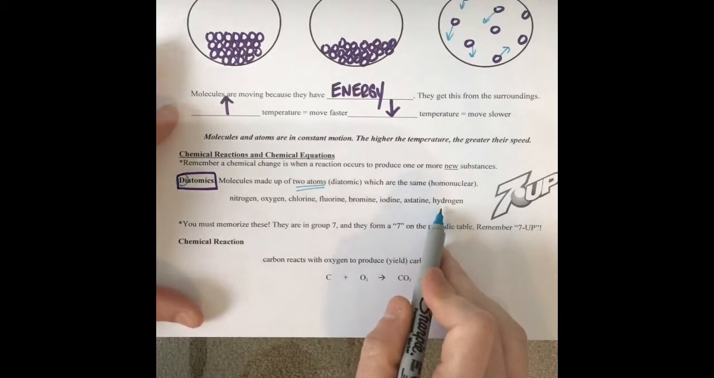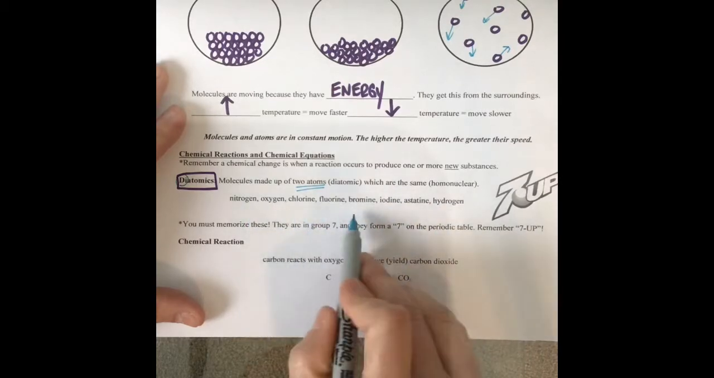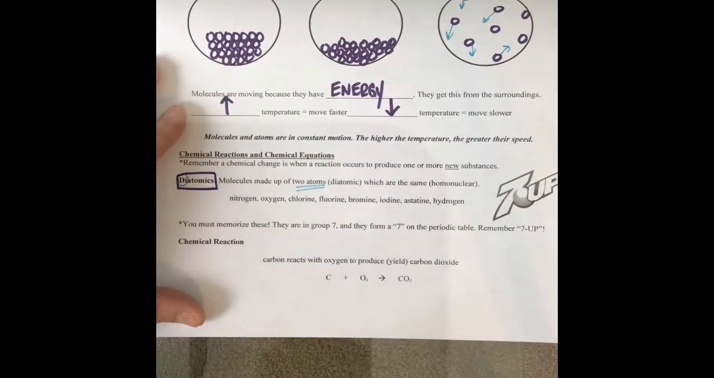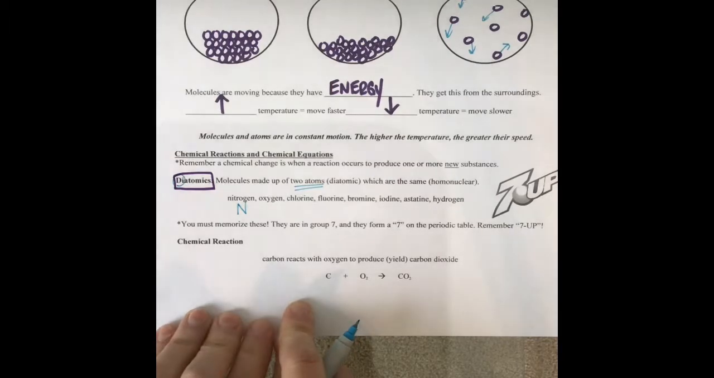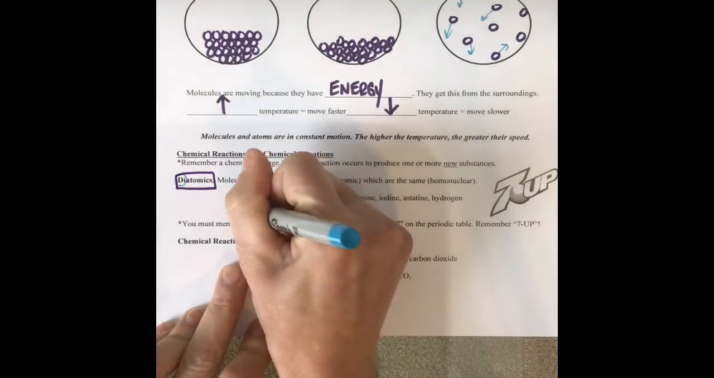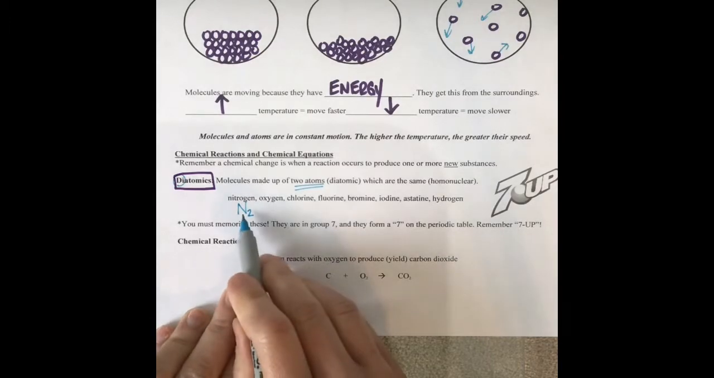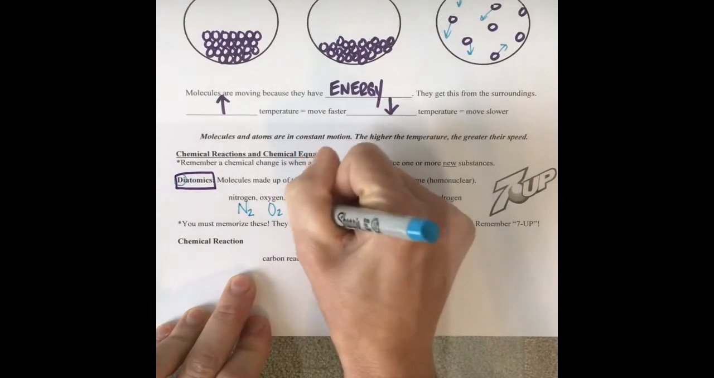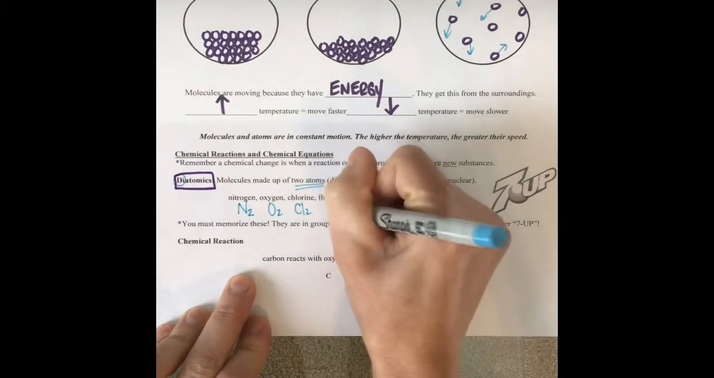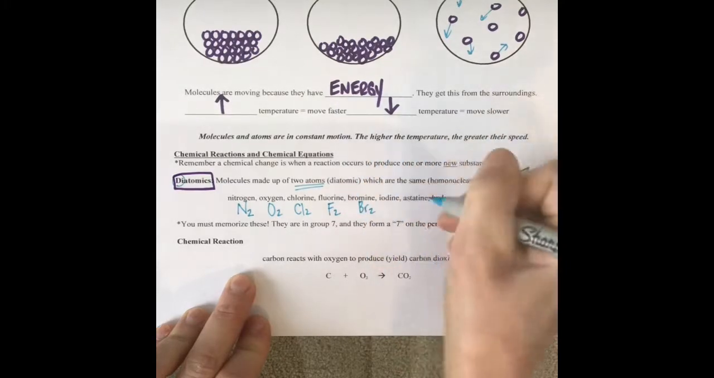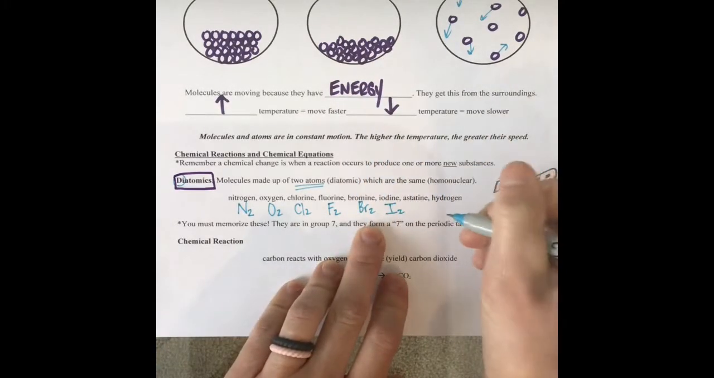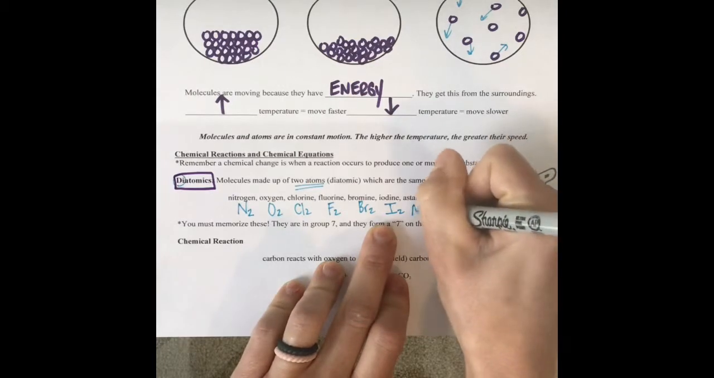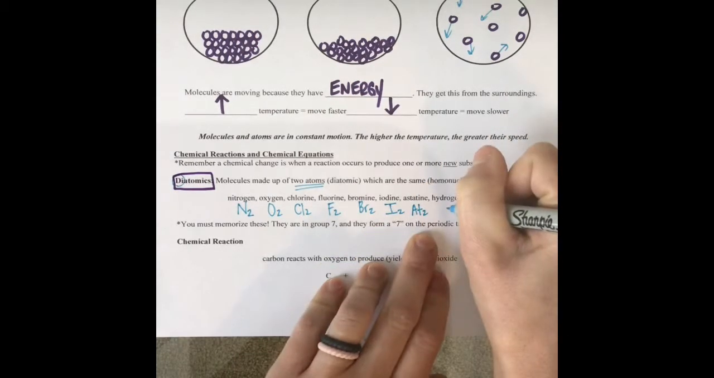Okay, I like to think of them as being lonely. They cannot be by themselves. They always have to have a partner. So what I mean by that is nitrogen cannot just be written as an N when it's in a reaction. It has to be N2, 2 nitrogens bonded together. Oxygen, chlorine, fluorine, bromine, iodine, astatine, and hydrogen.